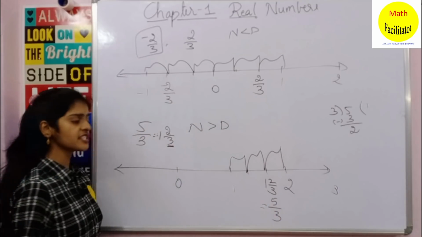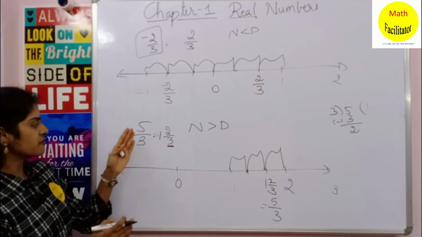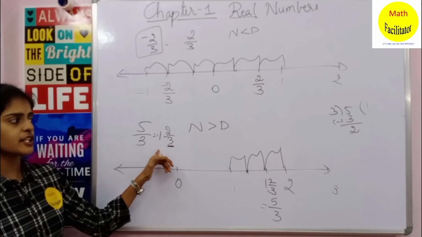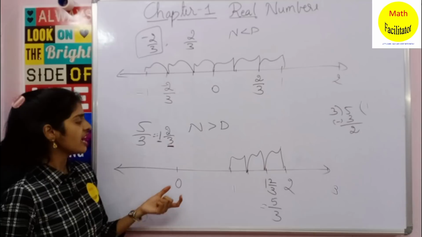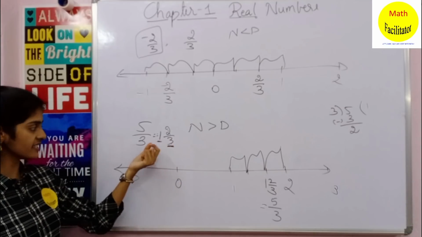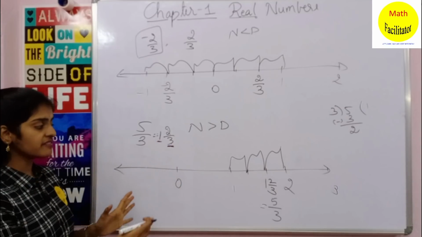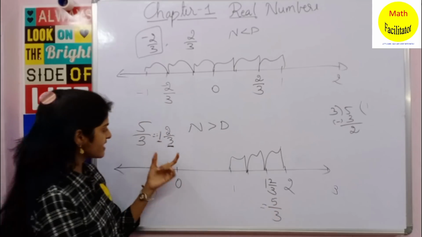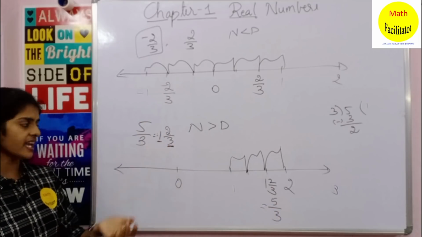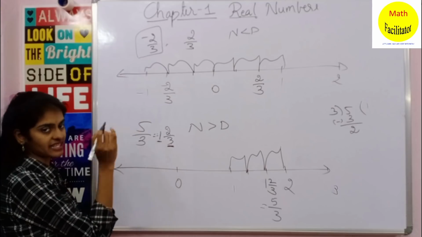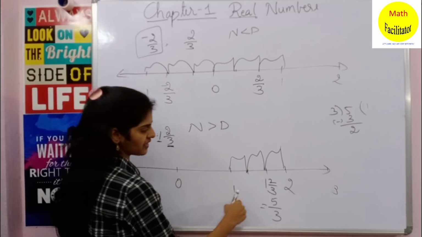Clear? So this is one way of marking 5 by 3 on the number line. Firstly, you will convert it into a mixed fraction. Now after converting this into a mixed fraction, the integral part tells you between which two numbers this rational number belongs. Here the integral part is 1, which means this number lies between 1 and 2.